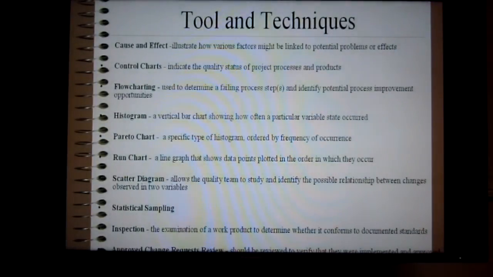Tools and techniques used for this process, which are very important and are used on a daily basis. Mostly diagrams and templates: cause and effect diagrams, control charts, flow charting, histograms, Pareto charts, run charts, scatter diagrams, statistical sampling, inspection, and approved change request reviews. All very important.